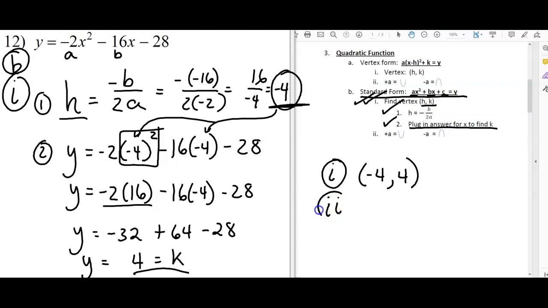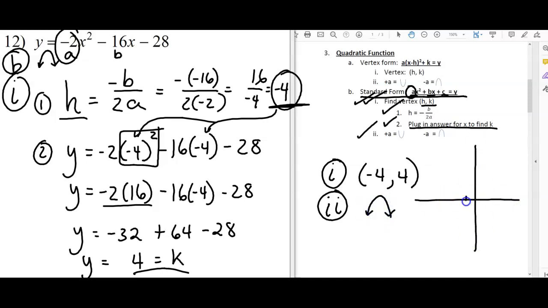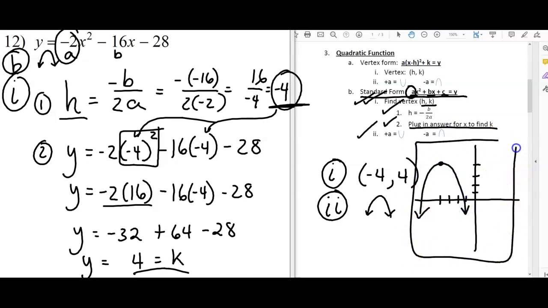Step 2 is a lot like step 2 when you're doing vertex form. You have to decide, is it a happy face parabola or a sad face parabola? And once again, you're going to look at the A. In this case, my A is negative, so I have a sad face parabola. And therefore, we're ready to graph this. I'm going to plot my vertex. I'm going to go left 4, up 4. And we're going to make a sad face parabola. And that's it. Final answer there.